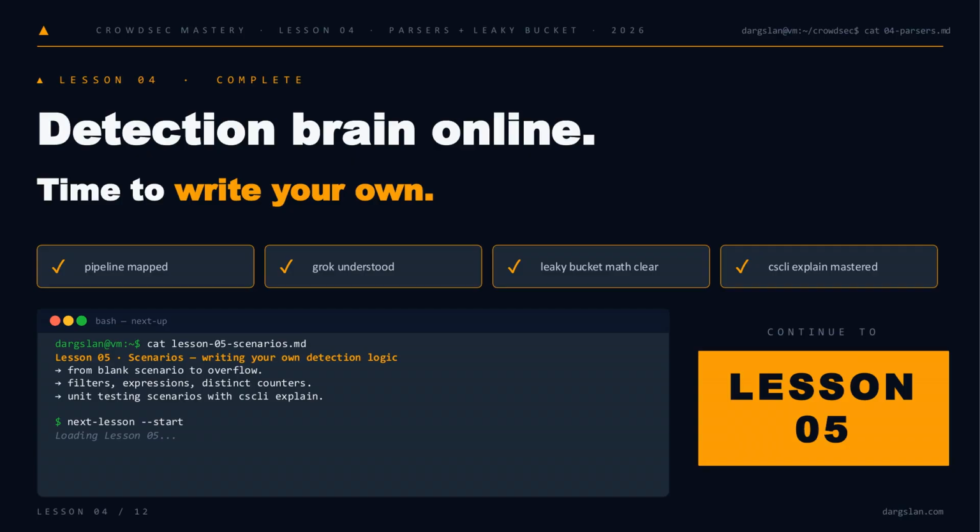In lesson 05, we take the gloves off. You'll write your own scenarios from a blank YAML file, work with filters, expressions, and distinct counters, and unit test them properly. See you there.